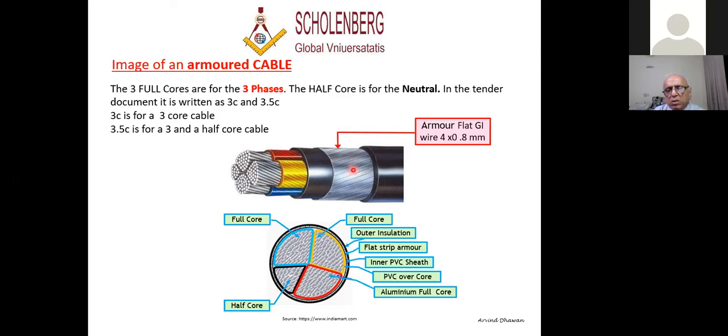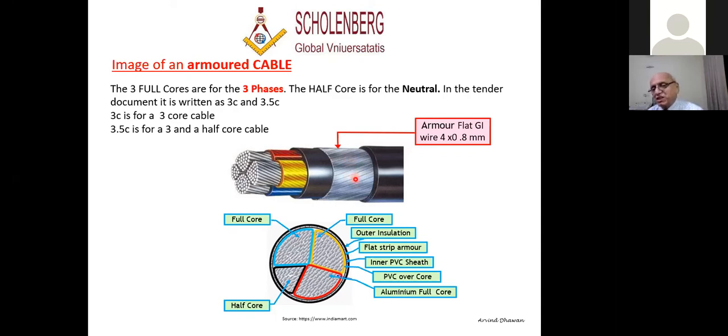Any mechanical thing, hammering or traffic or mechanical pressure, this cable will be protected because it's extremely expensive. Now, you must know you'll have cables without this and cables with this. If it is an external cable, you must have armored cable to prevent damage. But if you have cabling inside the plant room, inside the building, then this armor is not required.